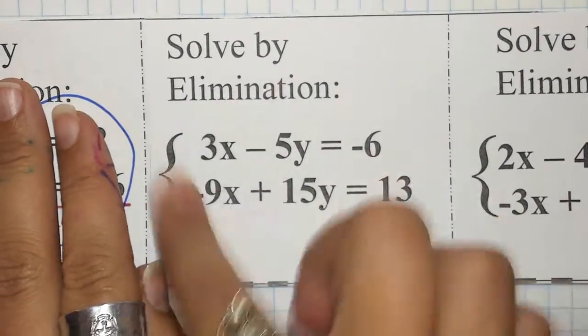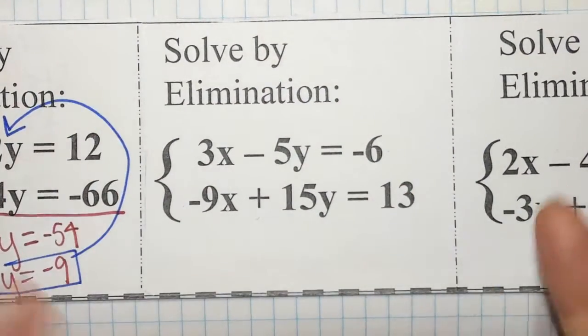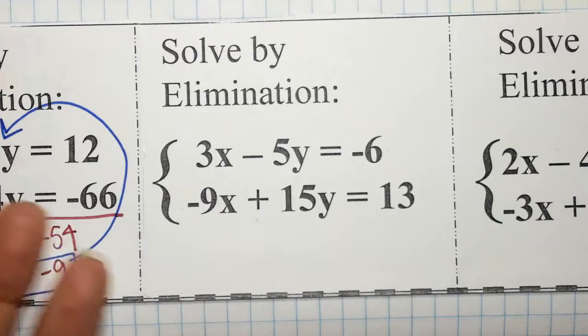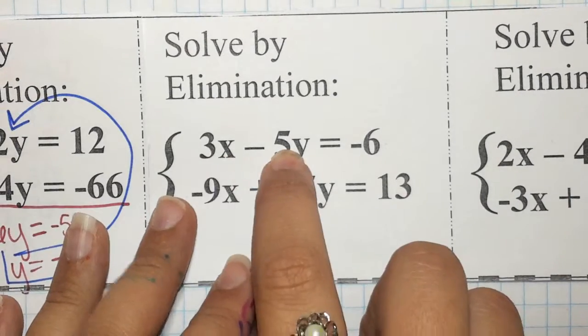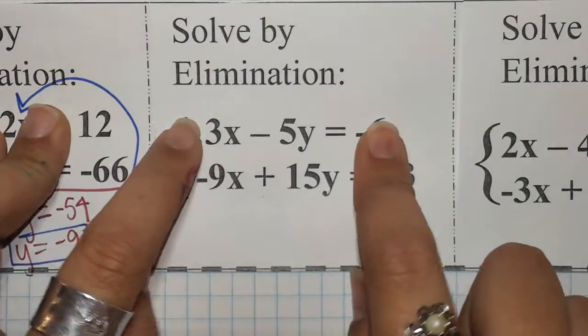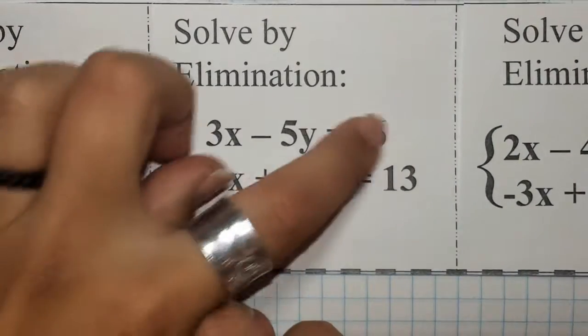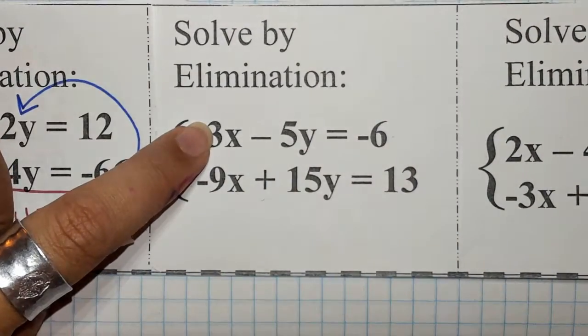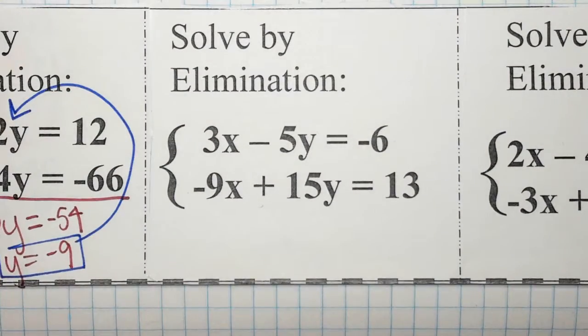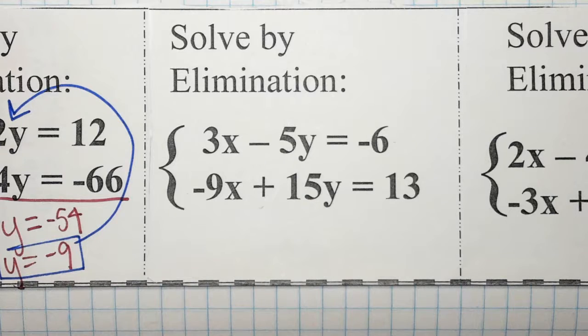Okay, so what I want to do on this one is eliminate, because I don't want to get a variable by itself. It's going to be gross. 3 doesn't go into 5. 5 doesn't go into 3. Okay, but can I do anything to this top equation if I want to eliminate my x's to make 3 turn into 9? What can I do? I can multiply by 3.